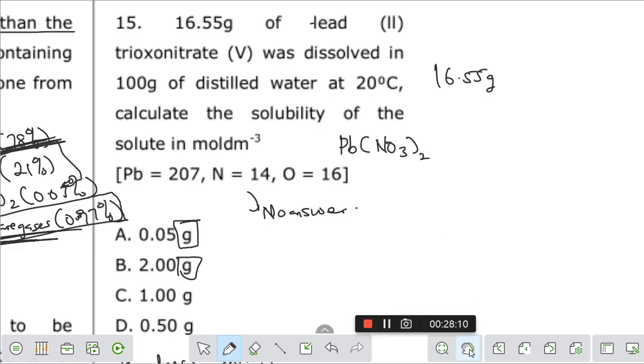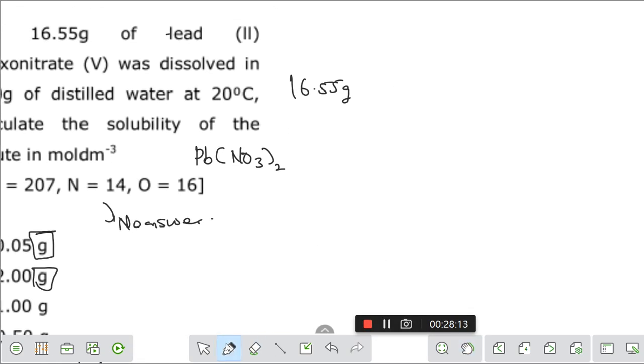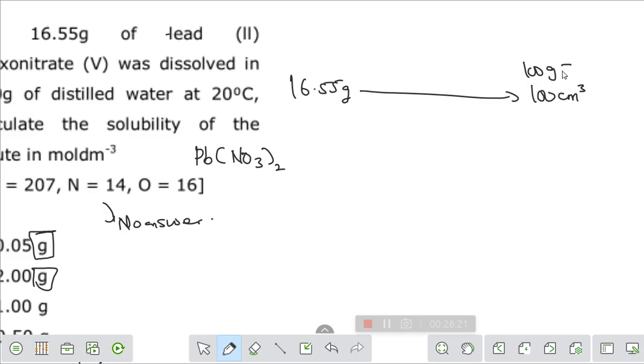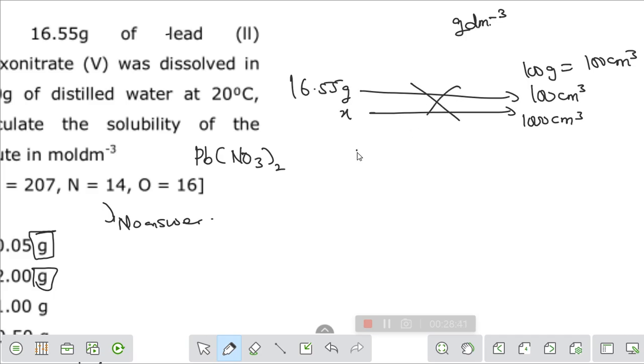I told you when I was teaching you solubility that dissolving something in 100 gram of water is the same thing as 100 cm cube. So what we just want to do is convert this to gram per dm cube. I'll say 100 cm cube holds 16.55, and 1000 cm cube holds x. So let's cross multiply: 100x equals 16.55 times 1000. Divide both sides by 100. So what do we have?